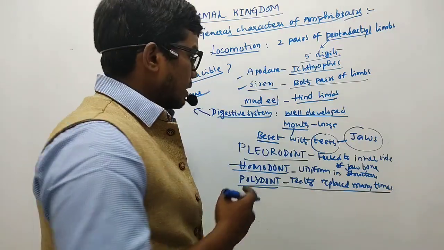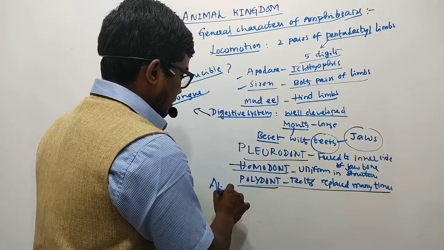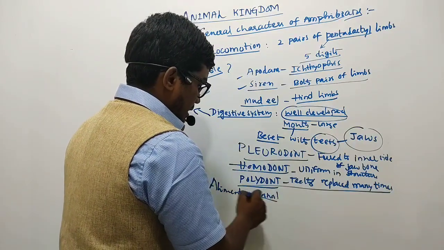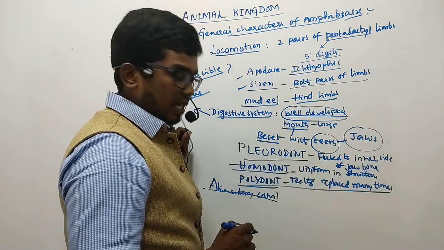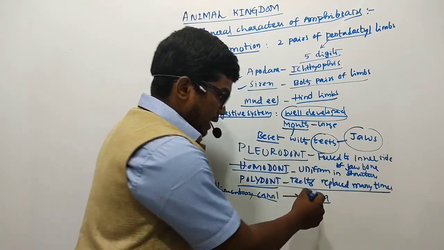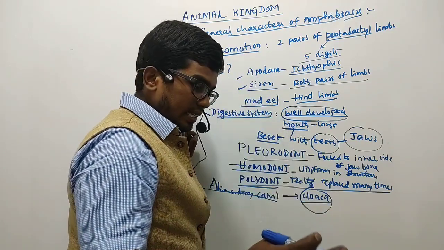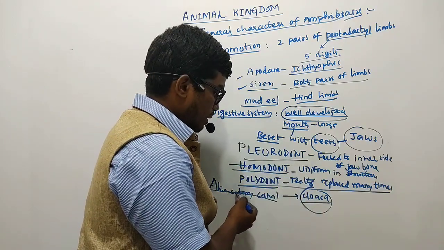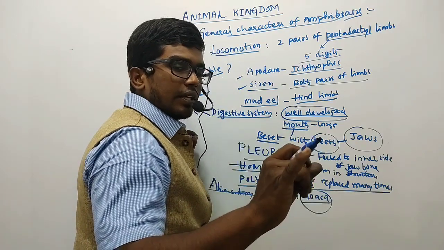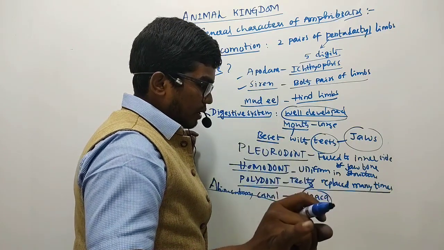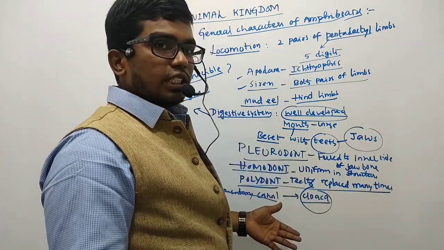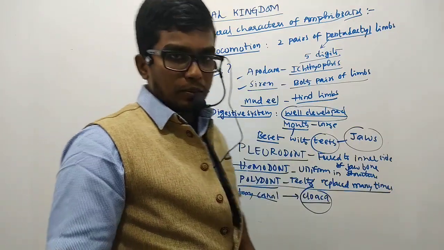Alright, children. Furthermore, it's very important to note that when I say well-developed digestive system, it is obvious that they will have the alimentary canal, the tubular structure which starts from the mouth and ends with the cloaca. So what is the cloaca? It is a common opening for the alimentary canal, urinary tract and reproductive tract. The alimentary canal starts with the mouth and leads to the cloaca finally. So this is about their digestive system, which is very well developed.